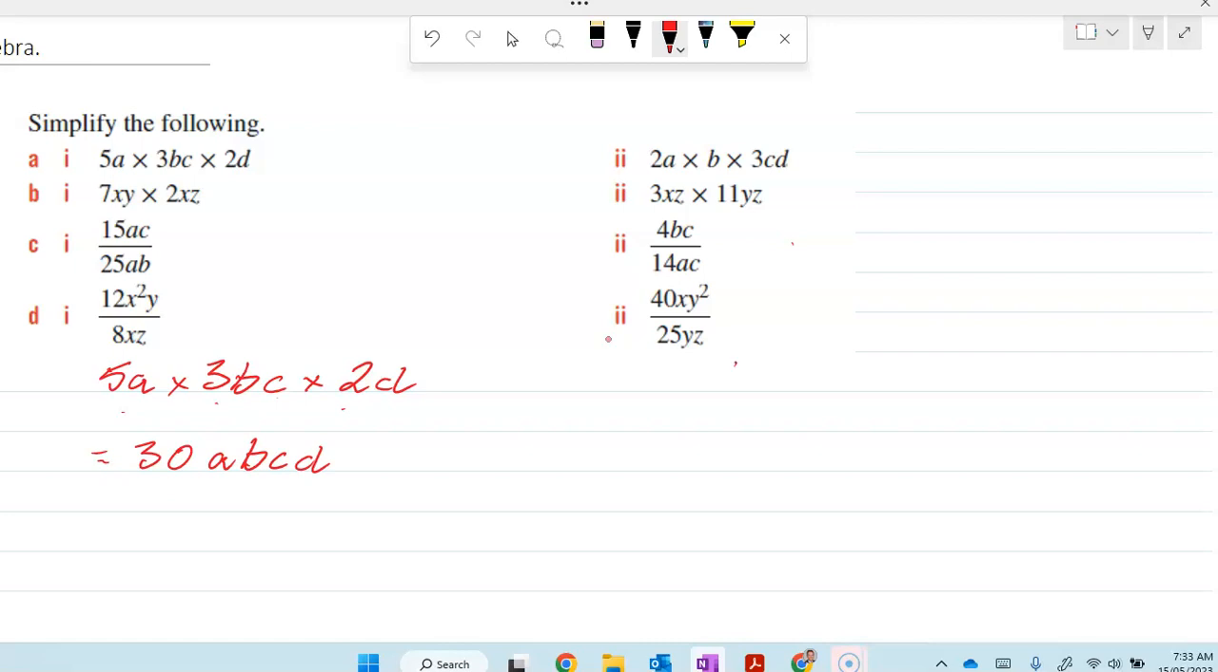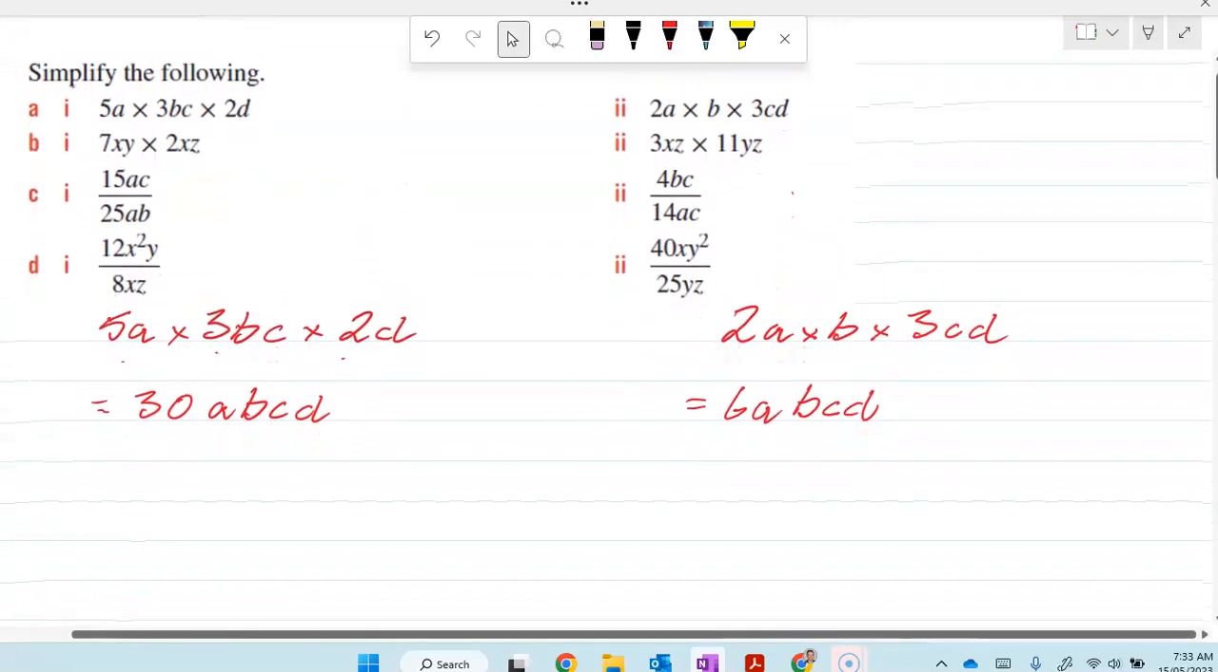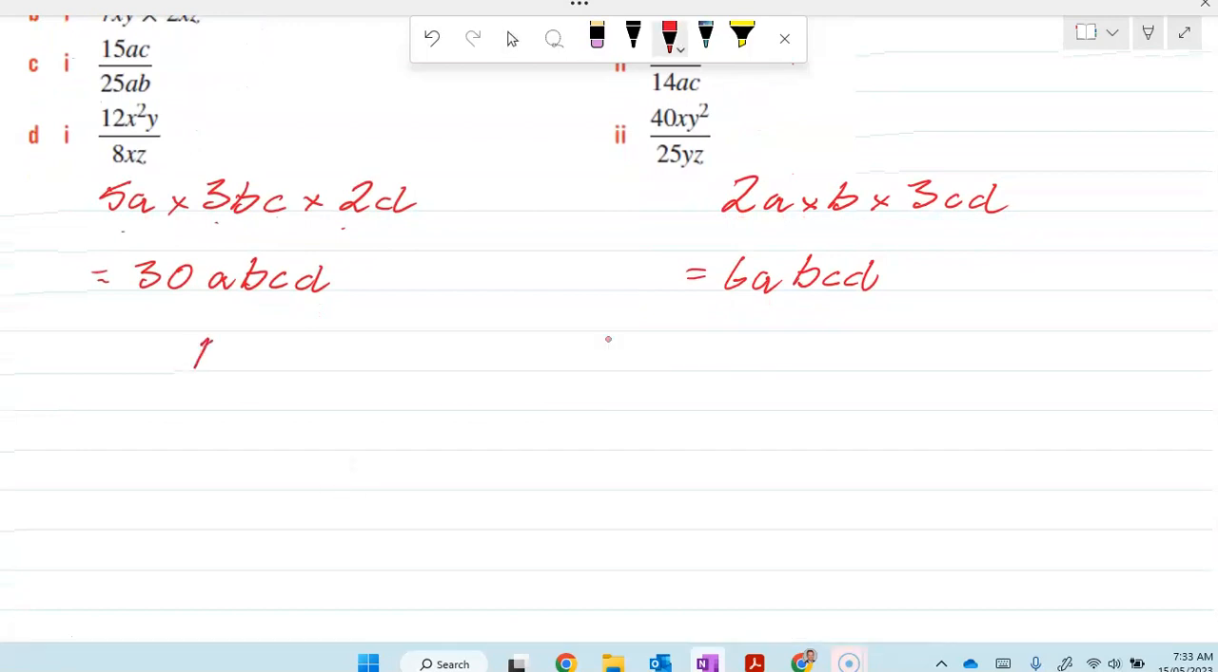We have 2a times b times 3cd. So 2 times 3 is 6. 6a, then you've got b, c, d. 6abcd. So they're fairly straightforward, you can see that. Let's have a look at 4bc over 14ad.